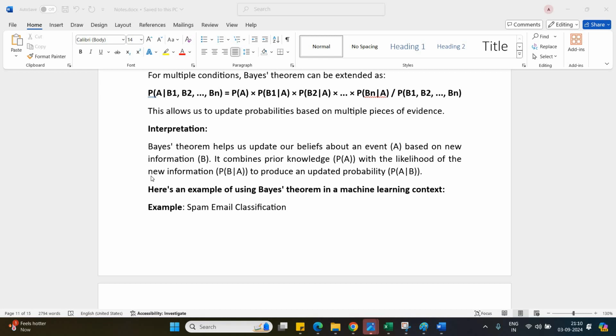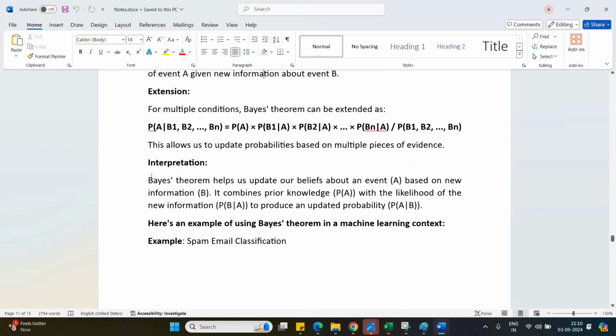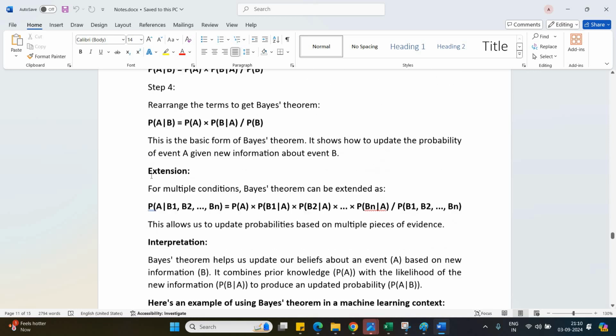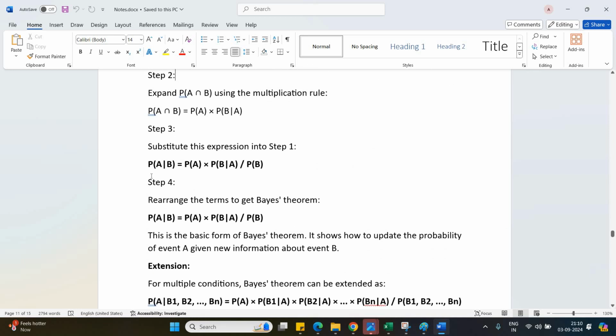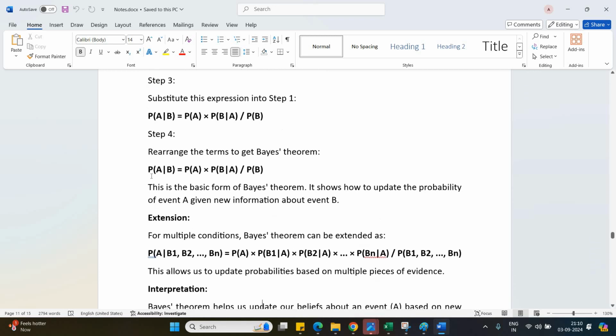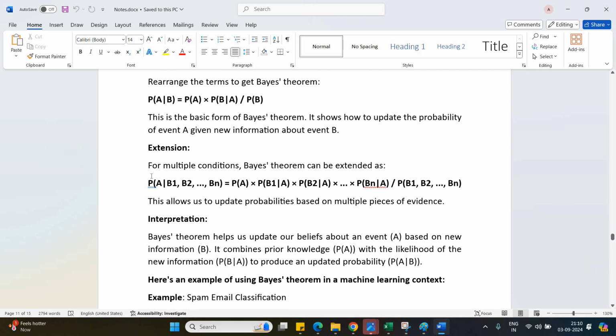Hello and welcome back. In the previous video, we discussed the Bayes theorem. Bayes theorem is basically all about conditional probability. We have seen that formula and the derivation of that formula in the previous video. Now we can have an extension of the Bayes theorem as well. We will understand when and how this extension can be used.